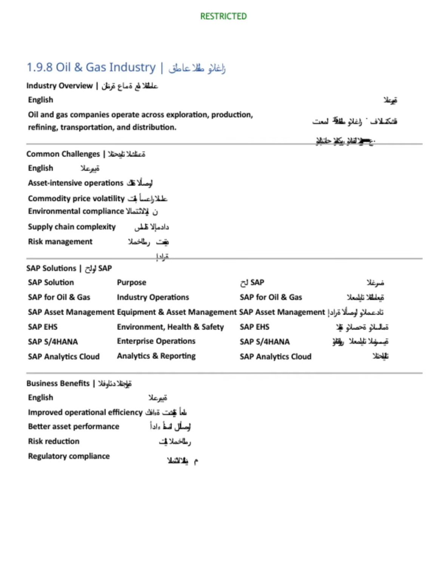In the oil and gas industry, managing assets effectively is crucial. We're looking at better asset performance, reducing risk, and meeting regulatory requirements, all key business benefits. This means improving operational efficiency, ensuring safety and environmental compliance, and handling complex supply chains. SAP solutions like EHS, S/4HANA, and Analytics Cloud help tackle these challenges, supporting everything from equipment management to risk mitigation. Together, they create a more resilient, efficient operation in a demanding industry.